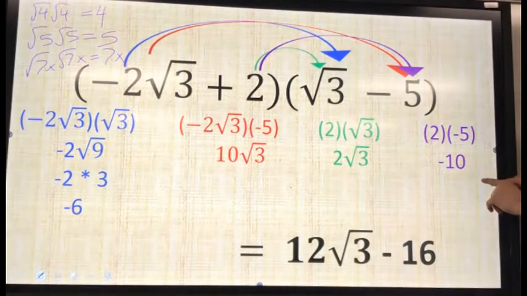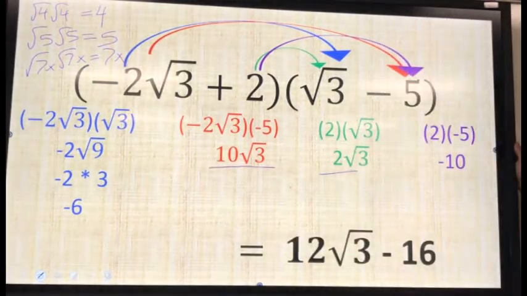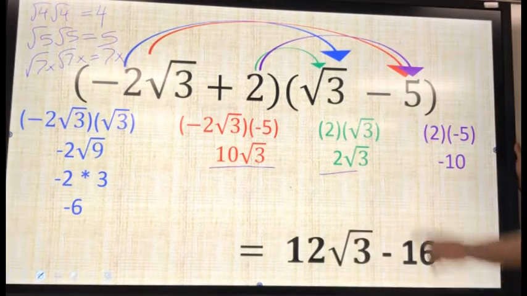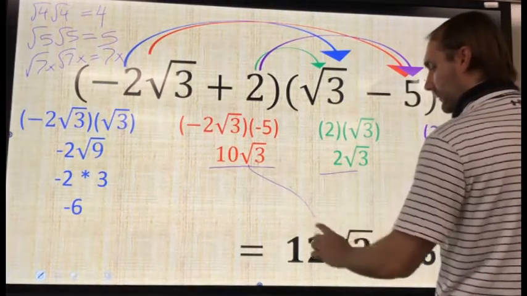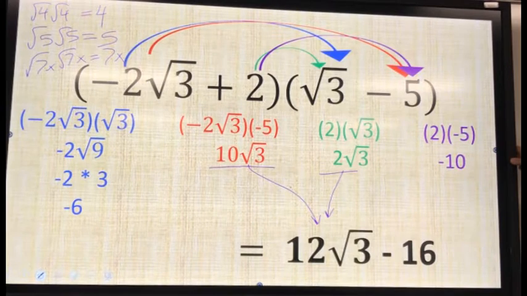Now, like we have been doing at this point, is combining like terms. You can add these together, right? Same power, same root, same radicand. 10 plus 2 is 12 square roots of 3. And then negative 6 plus the negative 10, negative 16.